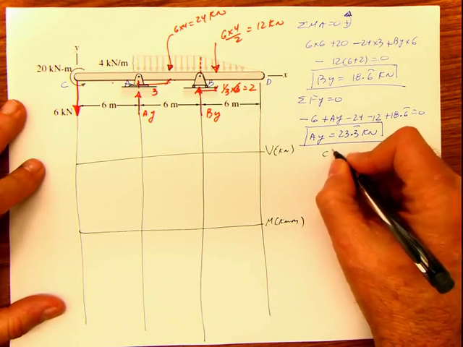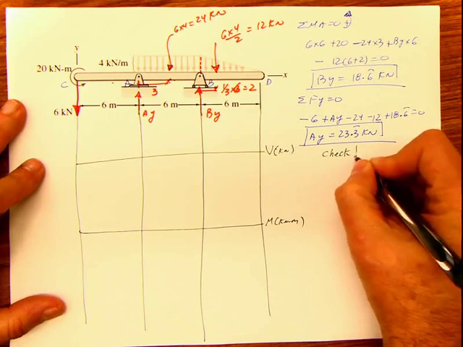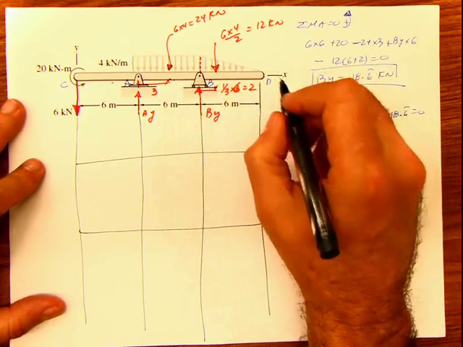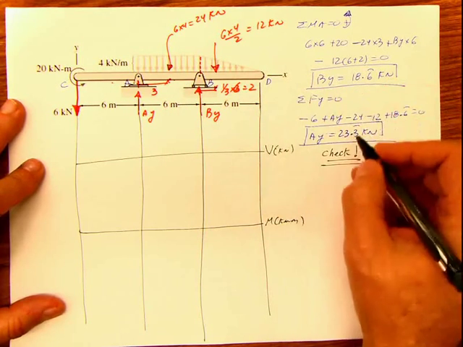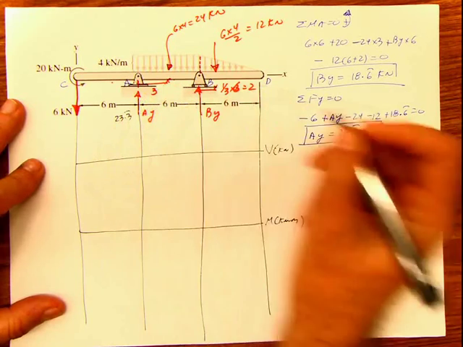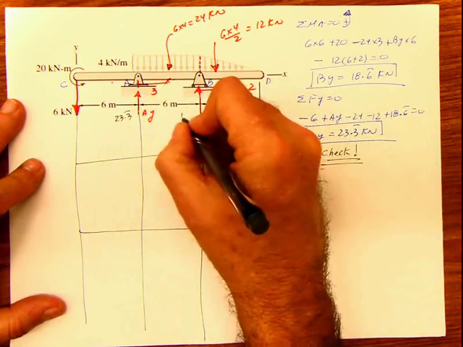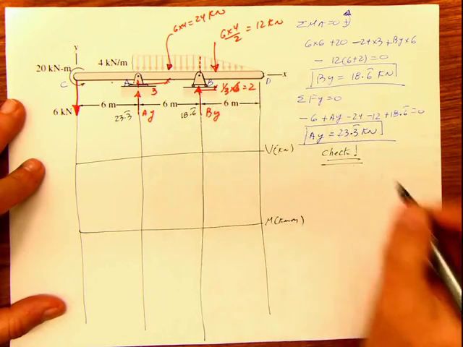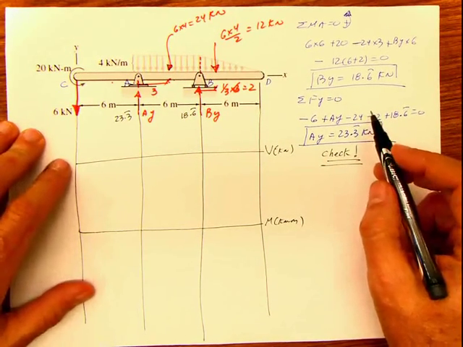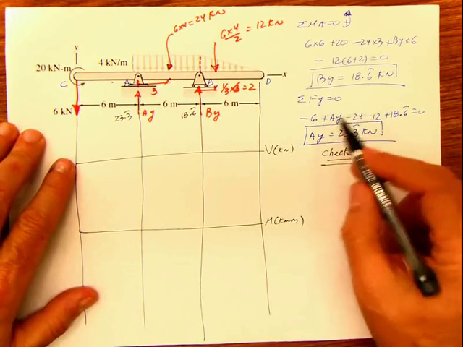So let's check these reactions. How are we going to verify those reactions? We have to do summation of moments somewhere. I'm going to put these values here, 23.3, which is my AY, and 18.6 periodic, which is my BY. And then I will do summation of forces, summation of moments in one point.